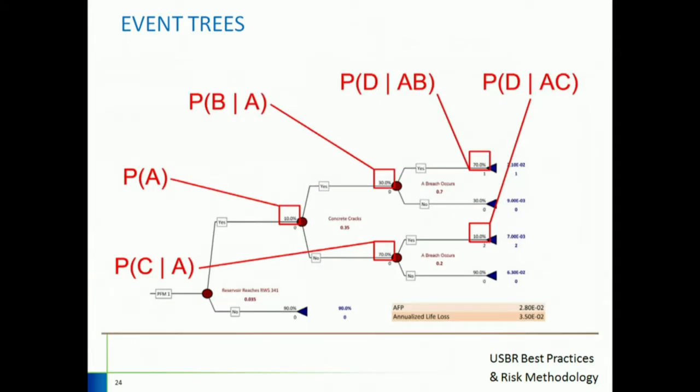So this is just a fancy way of saying what we just said. If you remember from the earlier slides what these mean, this is the probability of the event A happening, and then this means A happens, what's the probability of B happening, the second event? And then here, A and B happen, what's the probability that D happens?